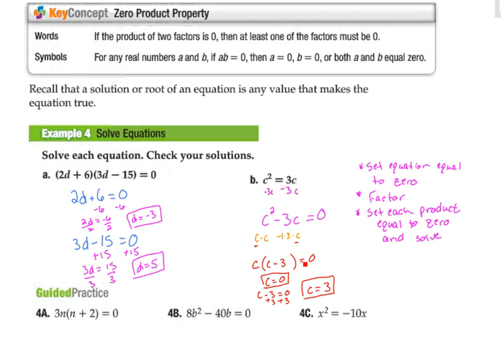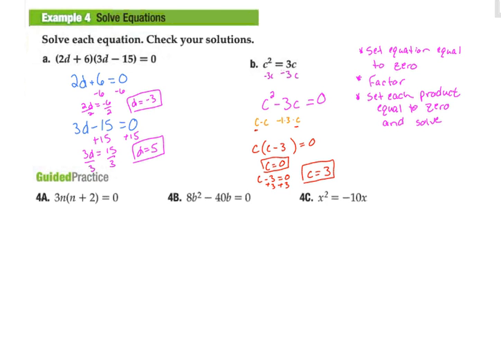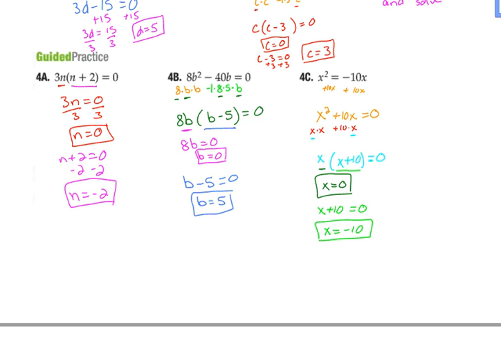Okay, so those are the steps on how to solve these. All right, with that in mind, go ahead and try guided practice 4. Okay, a lot of different concepts going on. Again, this first one, they already have it set equal to 0, they factored. So we are setting each product equal to 0, and we are solving. B didn't have it factored, so we factor out an 8B. It is set equal to 0, so we look at each product, set that equal to 0, and solve.